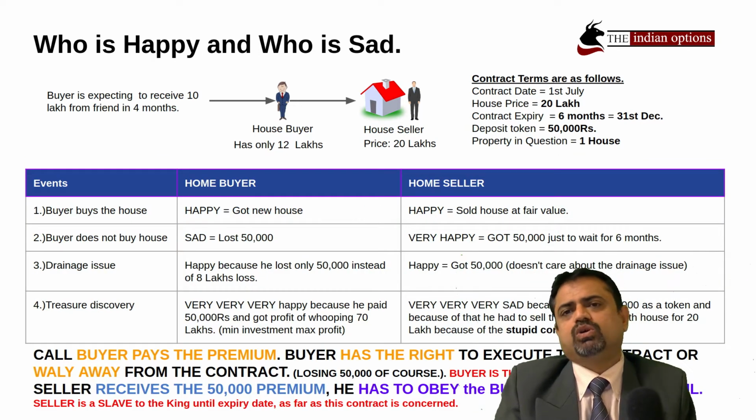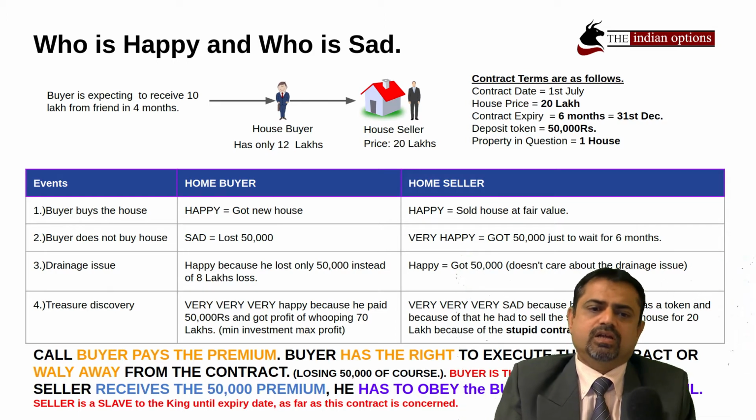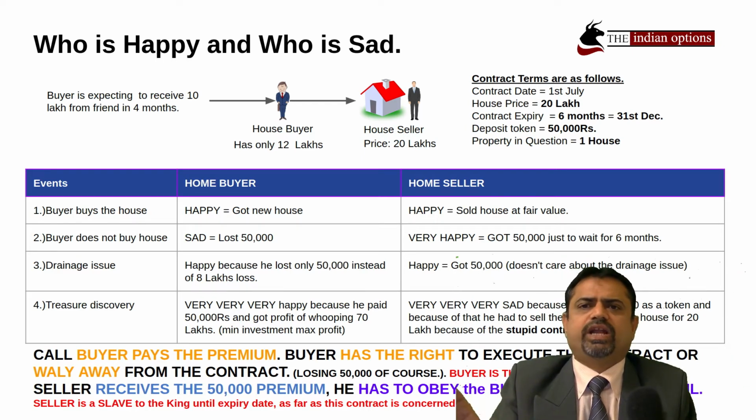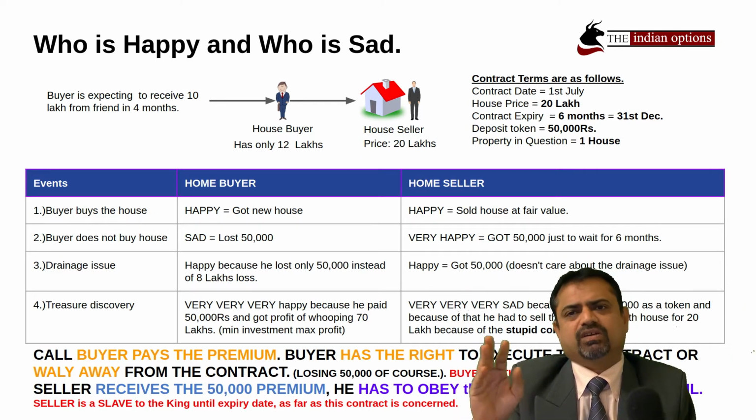Now, who is happy and who is sad in this scenario? In the first scenario, when the buyer buys the house, the buyer is happy because he got the house, and the seller is happy because he sold the house. In the second scenario, the buyer does not buy the house. The buyer is a bit sad because he has lost 50,000 rupees, because his stupid friend did give him money, so he has lost 50,000 rupees. And the seller is really very happy because he got 50,000 rupees just for waiting for 6 months. Right? He is very happy.